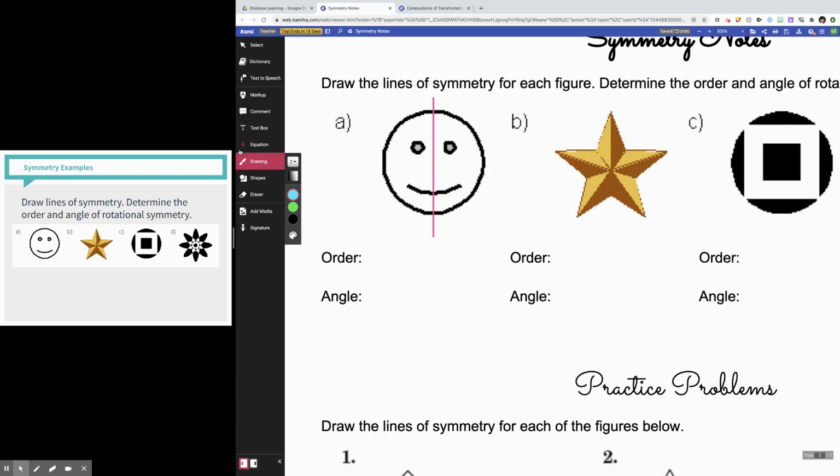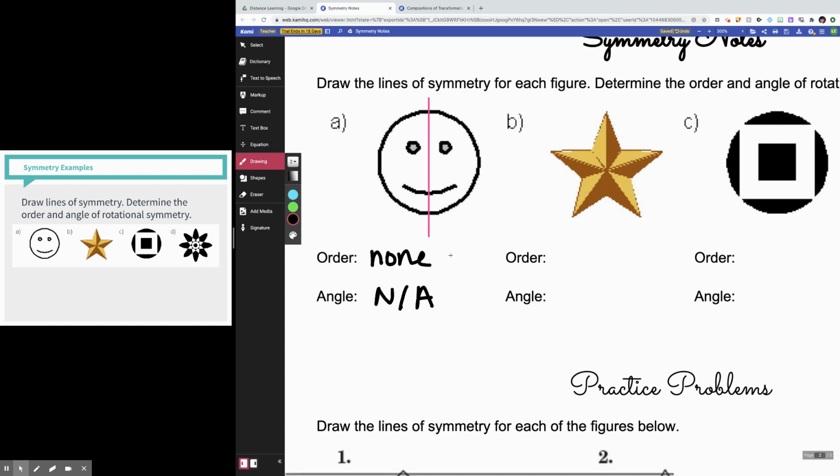So this one actually does not have an order of rotational symmetry. So you would just say none here. That means that there's no angle. Technically the angle is 360 degrees, but that doesn't actually mean anything, because it puts you right back where you started.